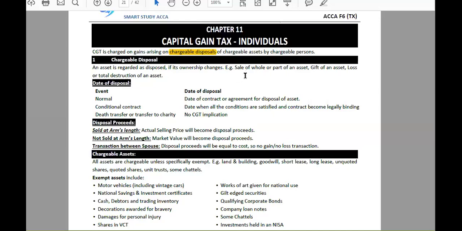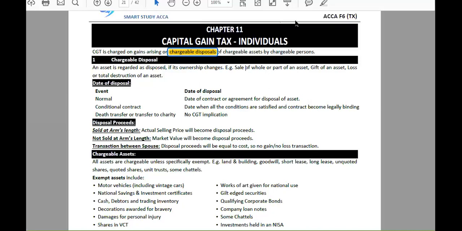Students, first of all, I'm going to clarify the meaning of disposal. So please remember, disposal means transfer of an asset. An asset can be transferred by any means. Most of the students get confused. They take the meaning of disposal as just sale. So sale is also an example of disposal.